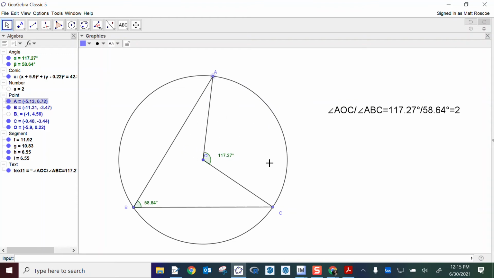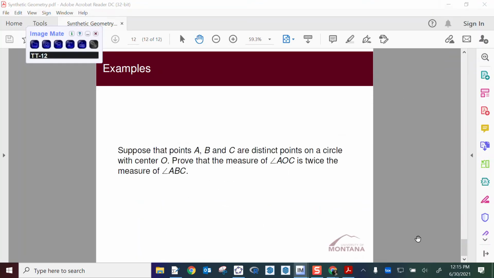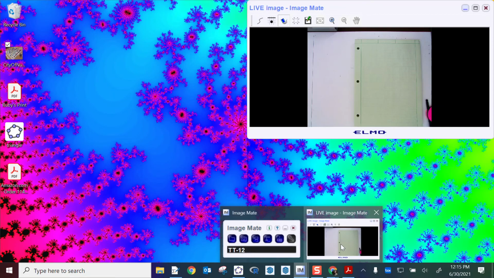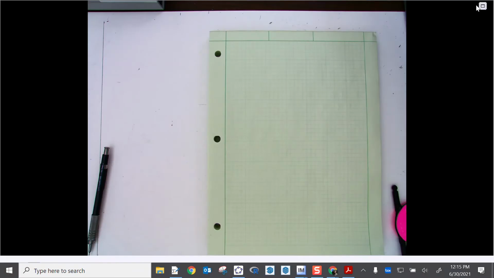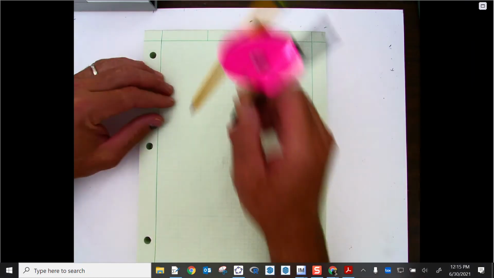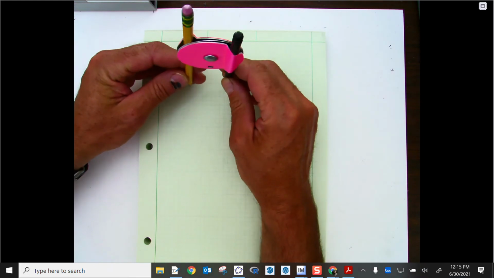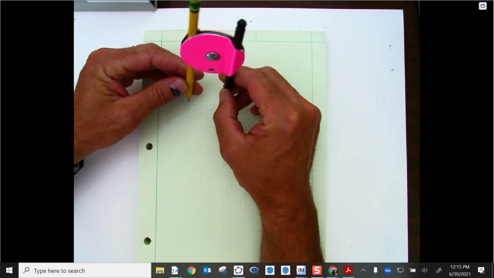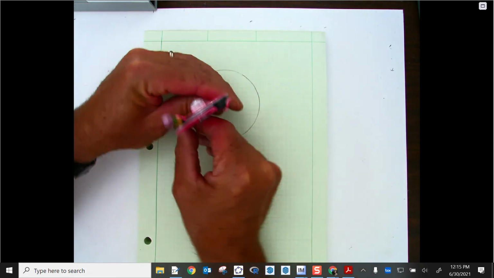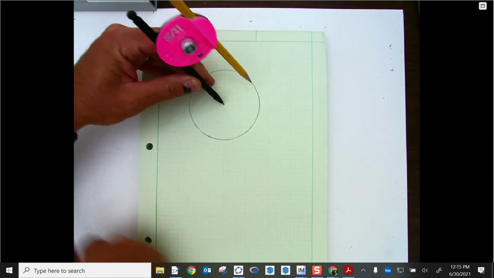Anyway, let's go ahead and move over to the ElmoCam and see if we can get a sense of what's going on. So let's go here and talk about this particular problem. Some problems that are difficult, like this one, you can't just sit down and prove them.